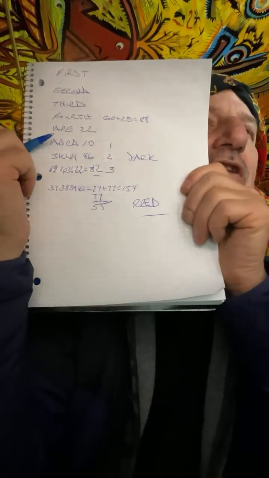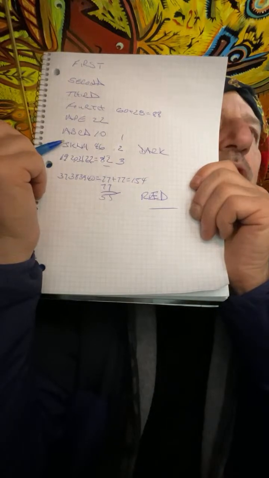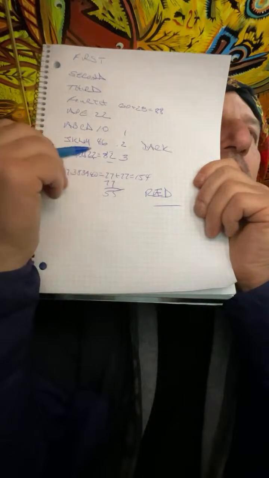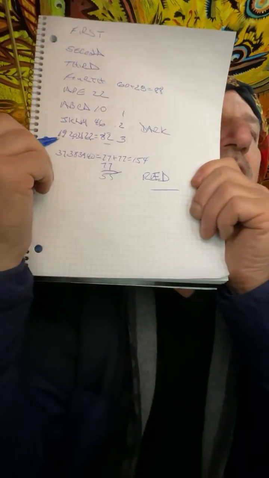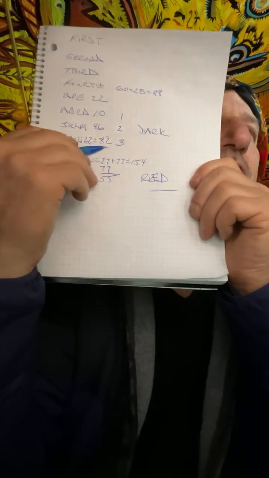10 is A, B, C, D. Level number 2 is 46. It's blue. It's a black 10. 4 and 6, dark 10. They're both dark numbers. Over here, it's 19. Okay, even though this is inside of here, 8 and 2 is the cycle, it's still a dark number. 8 and 2 is dark.